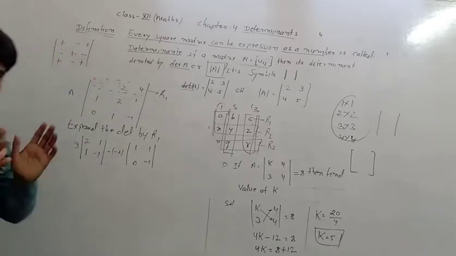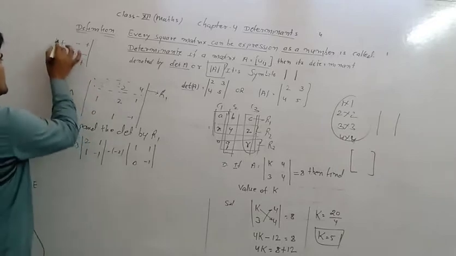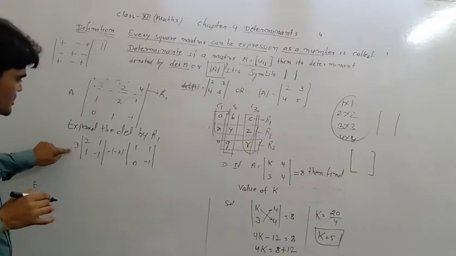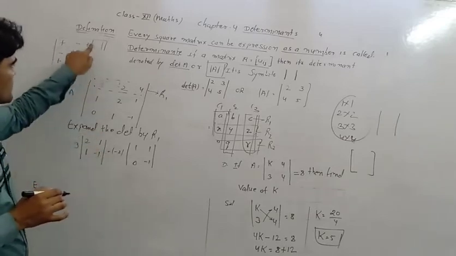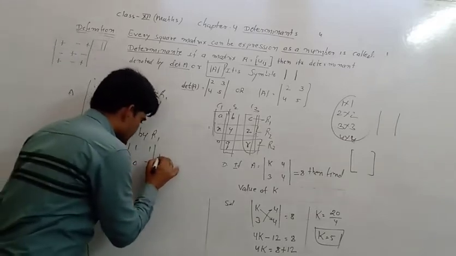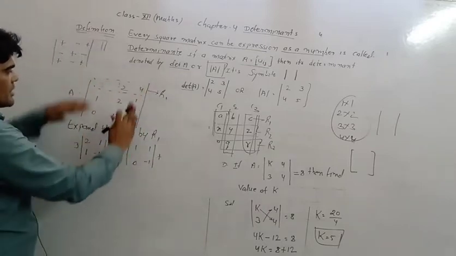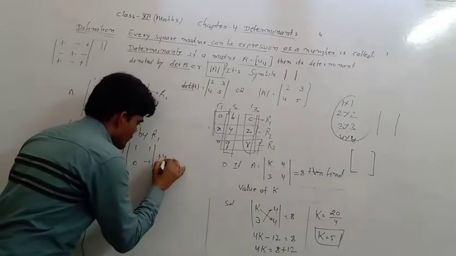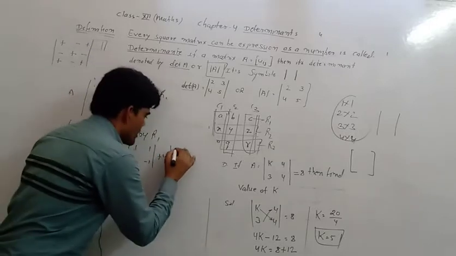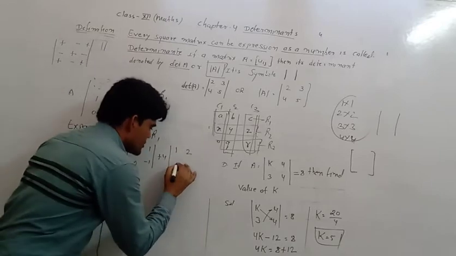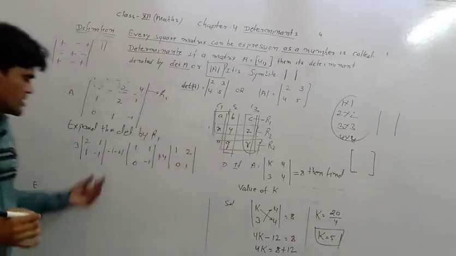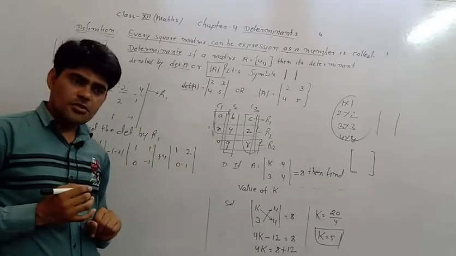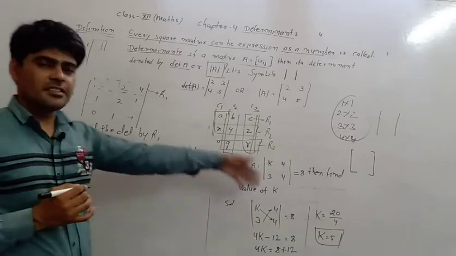When we expand any determinant with the first row, we use the sign rule: plus means plus, minus means minus, plus means plus. Next, we shade the first row and third column. Then we get the determinant of 1 2 0 1. This is a 2 by 2 determinant, this is a 2 by 2 determinant, and this is a 2 by 2 determinant. We solve by this method.